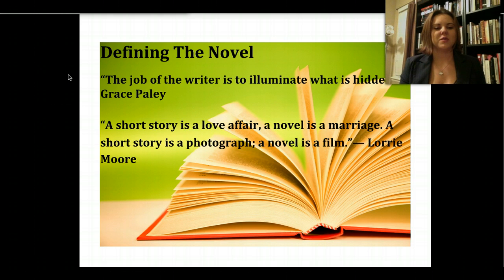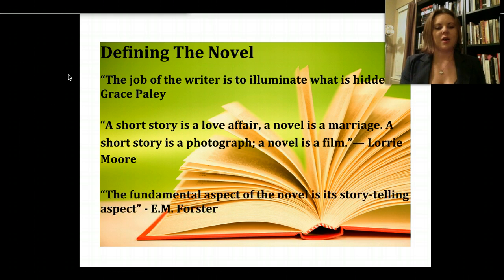Lorrie Moore says that a short story is a love affair, a novel is a marriage, a short story is a photograph, a novel is a film. I particularly like this quote because it ties into some of the image qualities that we find in the graphic novel as well. Also, E. M. Forster says that the fundamental aspect of the novel is its storytelling aspect. Without the storytelling, of course, we're not going to stay interested and the novel will fail.